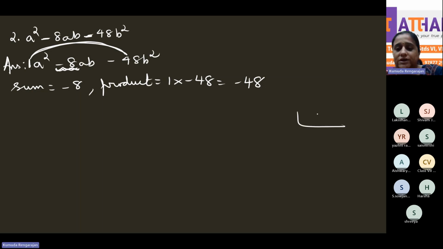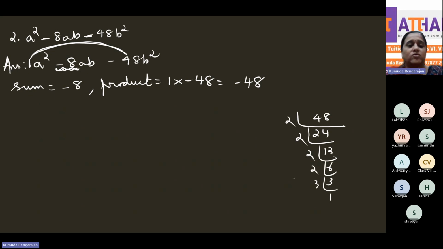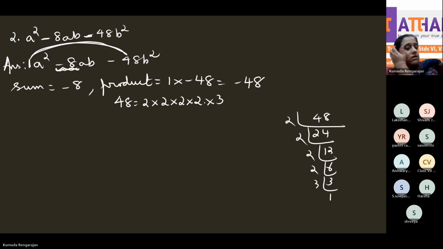Now take 48: 2 24 times, 2 12 times, 2 6 times, 2 3 times, 3 1. So 48 can be written as 2 into 2 into 2 into 2 into 3. Now you have to make two numbers using these numbers so that you get the product as minus 48. Product you will get because these are the factors of 48.